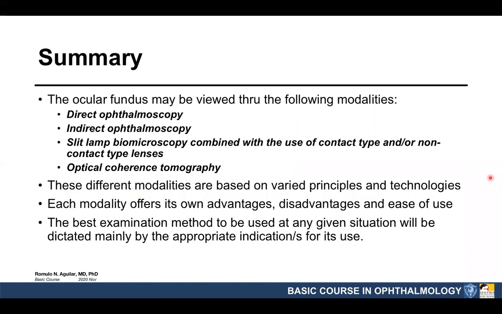In summary, I have discussed with you how the ocular fundus can be viewed using direct ophthalmoscopy, indirect ophthalmoscopy, slit lamp with the use of the proper lens, either contact or non-contact, and your optical coherence tomography. These different modalities are based on varied principles and technologies, and each modality offers its own advantages, disadvantages, and ease of use. The best examination method to be used at any given situation will be dictated mainly by the appropriate indication or indications for its use.